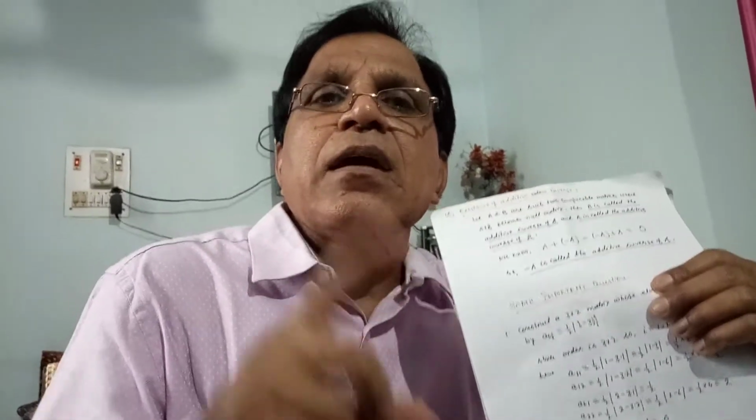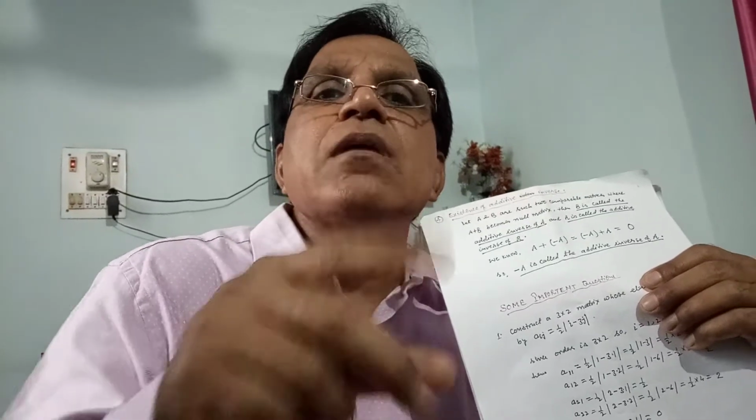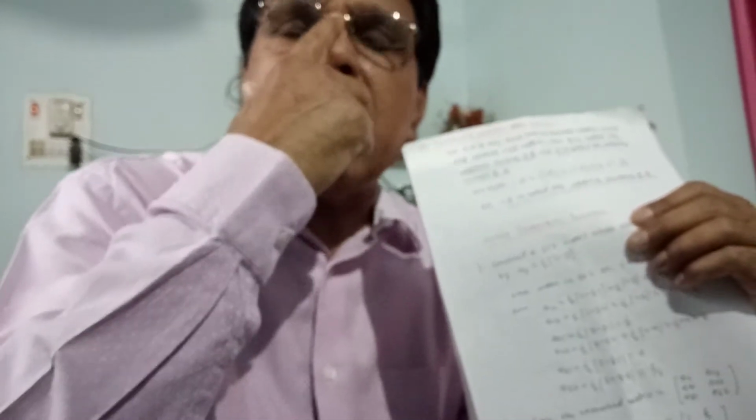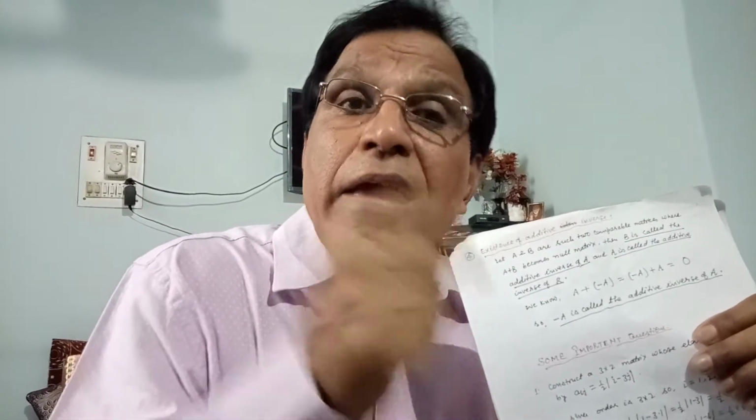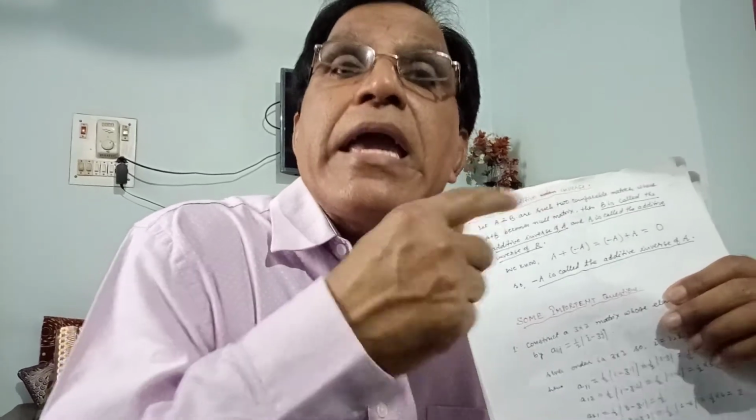Okay, the next one is existence of additive inverse. In the existence of additive inverse, we again need two comparable matrices. Suppose we have two comparable matrices A and B whose sum is equal to the null matrix, like A plus B equal to 0 matrix, meaning null matrix. Then B is said to be the additive inverse of A. Also A is said to be the additive inverse of B.